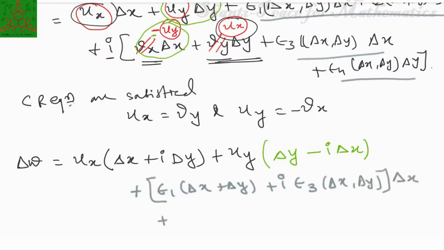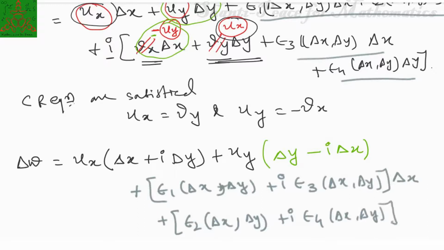In the last quantity we'll have delta 2 delta x delta y plus i delta 4 delta x delta y into delta y. So delta y is also common from that too. Let us concentrate on this quantity. So what we have is this delta y minus i delta x. So if I write this as minus i square delta y minus i delta x.